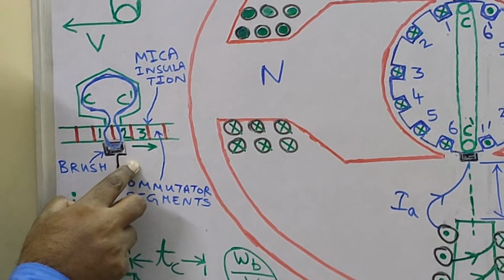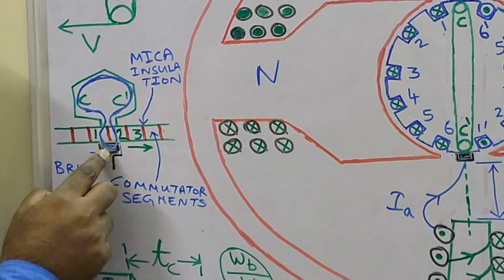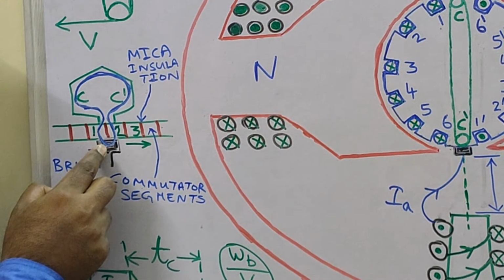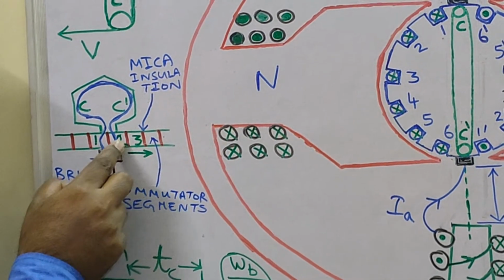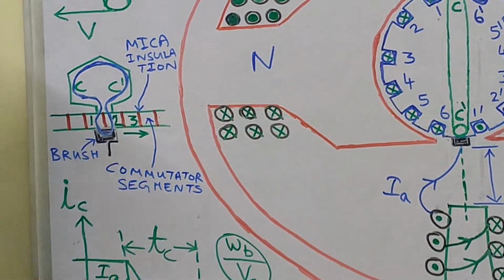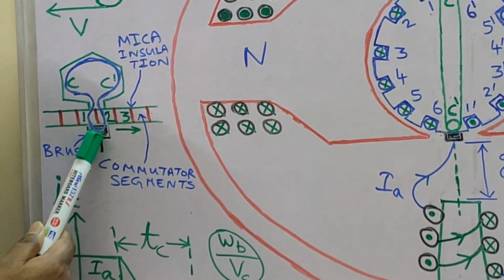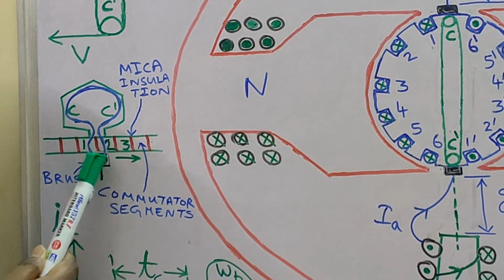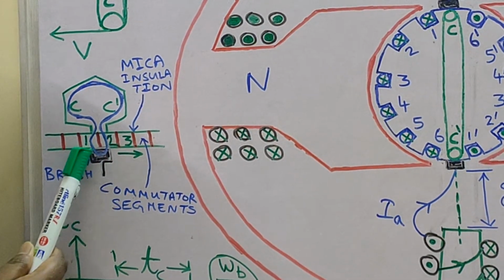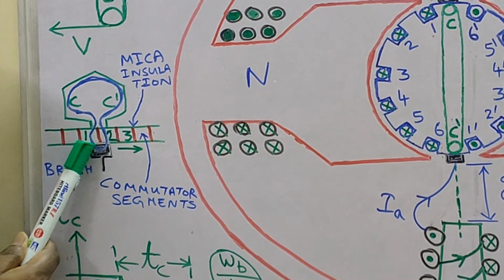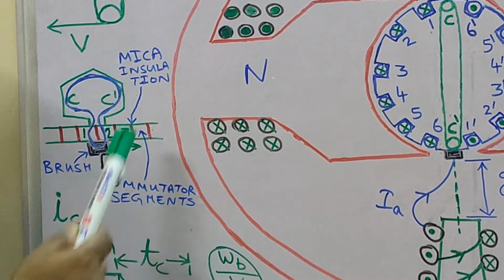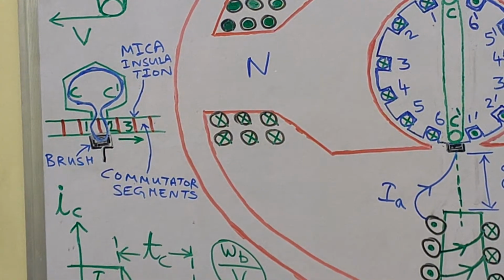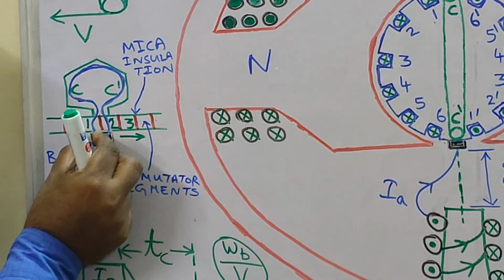Earlier, the brush was in contact with both segment 1 and segment 2. A portion of segment 1 was in contact with the brush, a portion of segment 2 was also in contact with the brush. So this position where the brush is in contact with both segments 1 and 2 simultaneously will lead to short circuiting of the coil CC dash. But when the brush is fully on commutator segment 1, at that point the coil CC dash is no longer going to be short circuited. It won't be short circuited when the brush is fully on segment 1 or say segment 2.